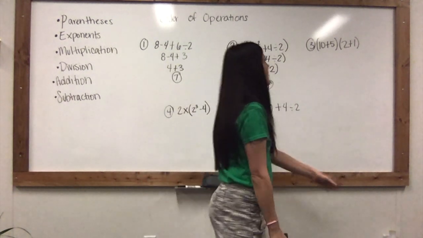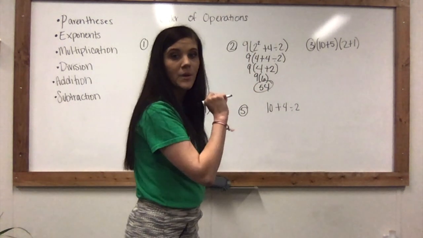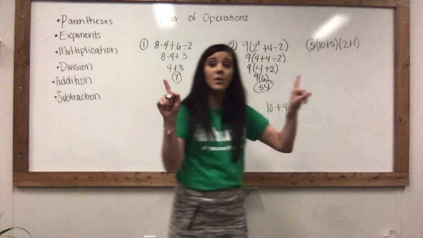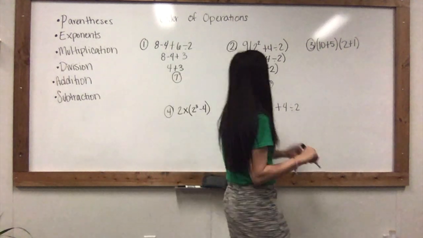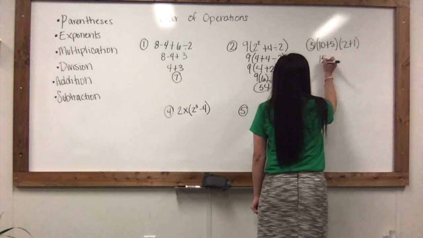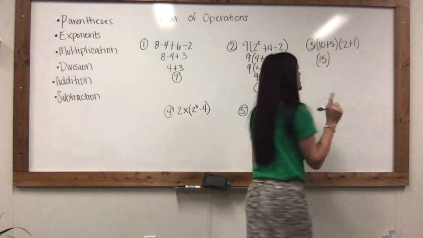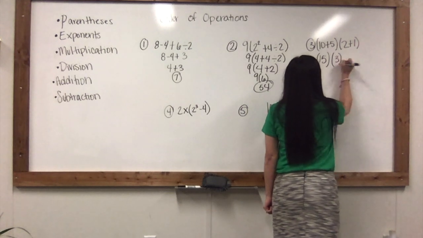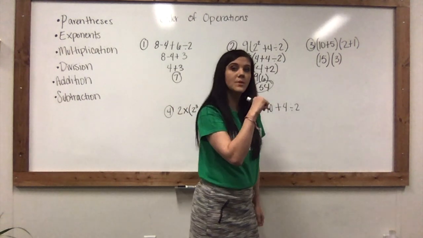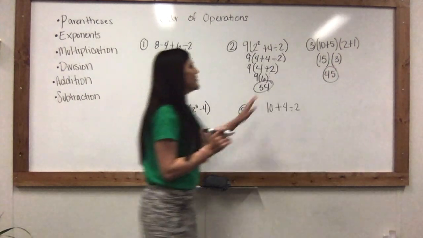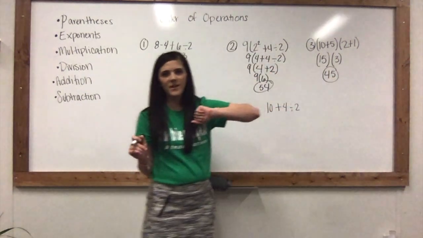Okay, so the first thing that we are going to do here is parentheses. We're going to solve each set of parentheses, then we're going to multiply them together, okay? So 10 plus 5 is going to be 15. 2 plus 1 is going to be 3. 15 times 3 is 45. So 15 times 3 is going to give us 45.